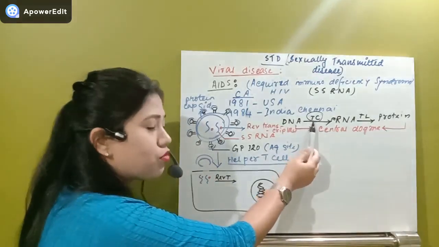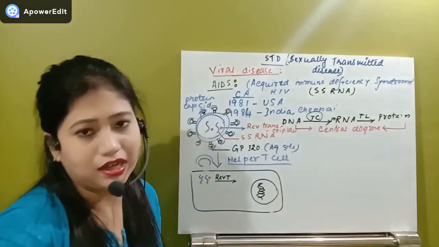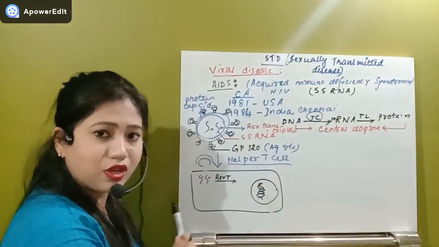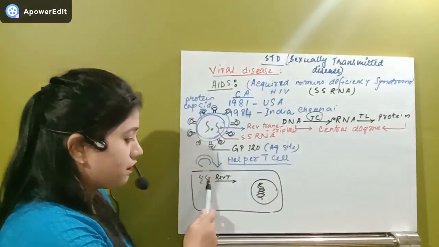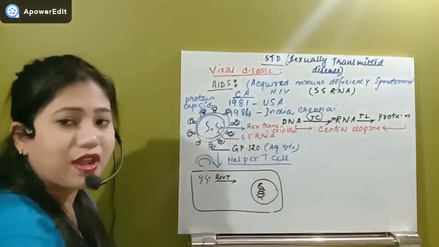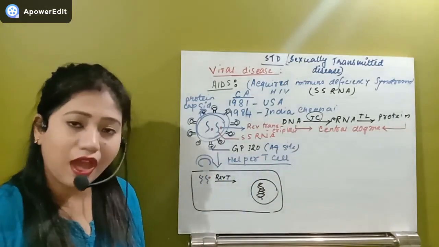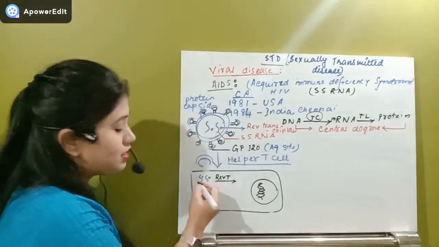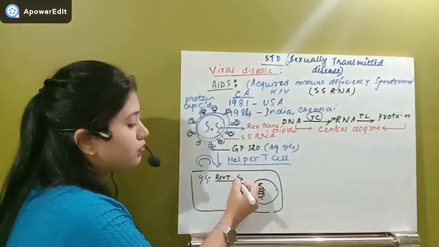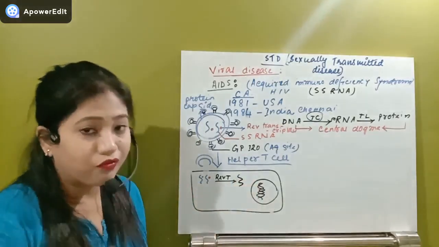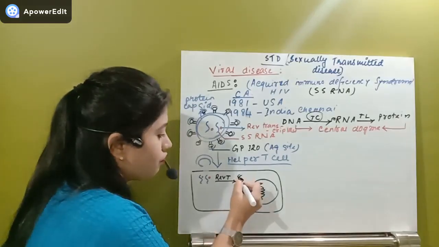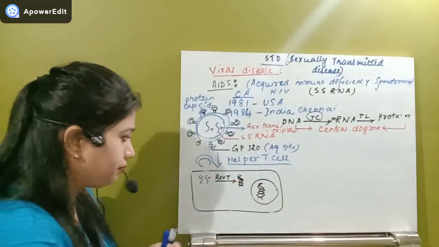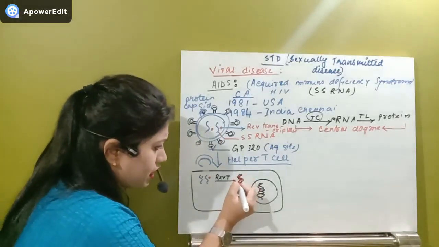In the transcription process, what happened? DNA produced the RNA. Now, in case of this virus, the genetic material is RNA. It has this reverse transcriptase enzyme, which has also entered. So with the help of this reverse transcriptase, this RNA formed the DNA. Once it formed the DNA, what happened? Suppose this is the DNA. This is the viral DNA now.